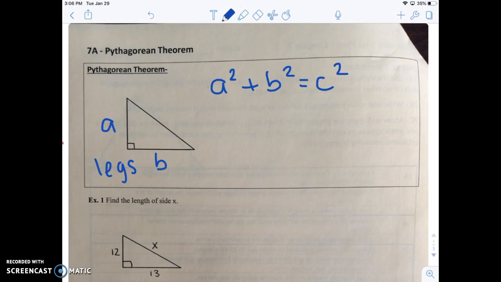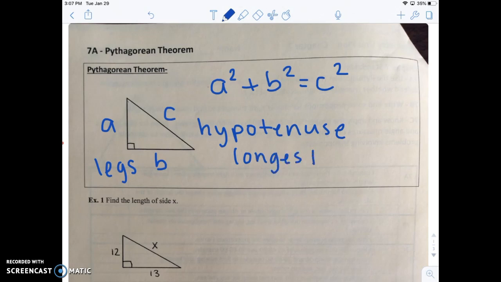Doesn't matter which one's A or B, you can tell where they're located because they always meet right here where the right angle is. The other side, side C, is always going to be the hypotenuse. Something important to know about the hypotenuse is that it is the longest side on the right triangle. In addition to that, you can find it because it is located across from the 90-degree angle.